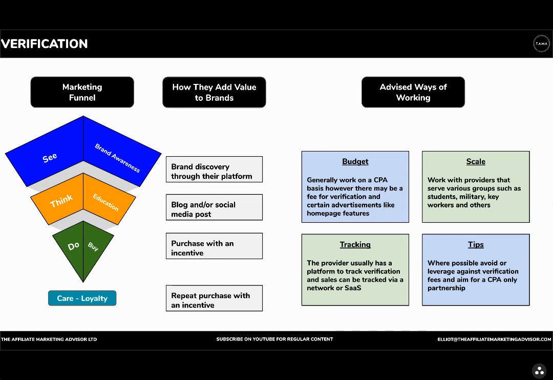But it's worth a try. At least try and say, actually, can we not pay for verification or for integration? Can we just pay on performance? And see what they say.